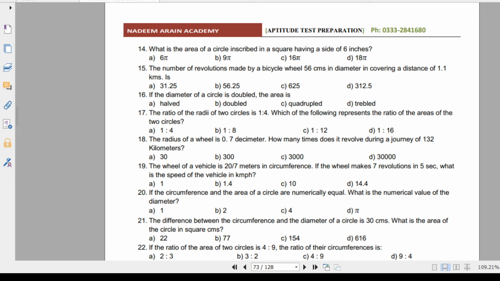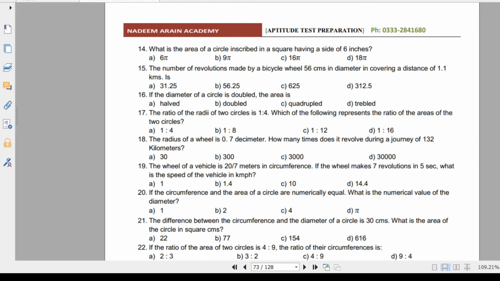Question number 15 is easy. You need to find the number of revolutions. So you divide the total distance by the distance of one revolution. So total distance divided by 2 pi r. Question number 16 is easy. If the diameter of a circle is doubled, the area is quadrupled, 4 times.